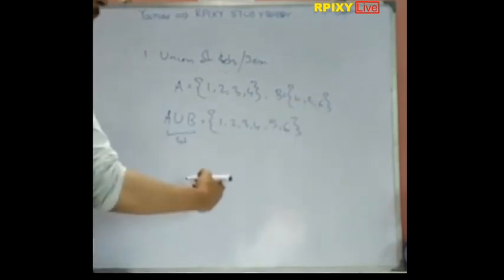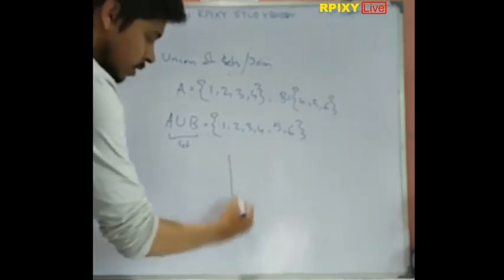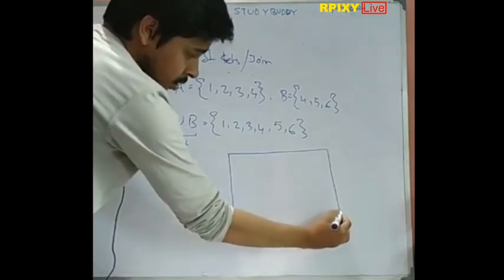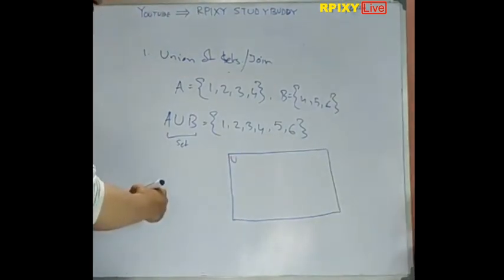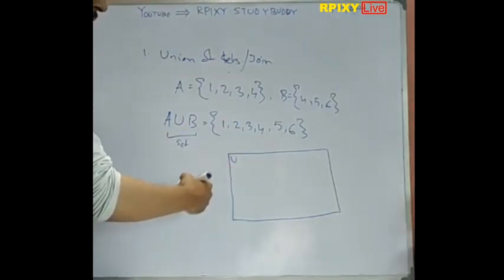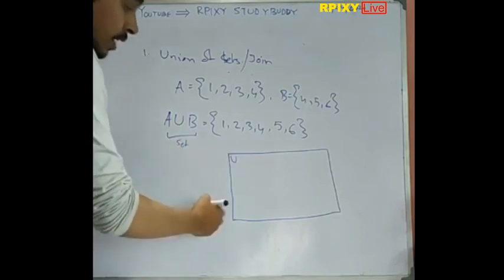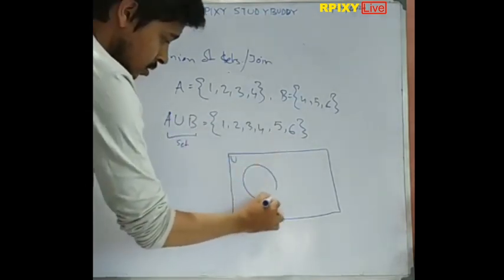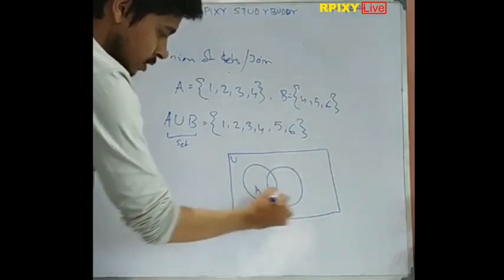Now if I discuss this union using Venn diagram, what it will look like, you know that in Venn diagram we will use a rectangle which indicates the universal set, and inside the universal set you have to draw the circles that represents the sets. So here the A and B. So I am drawing, this is set A and this is set B.